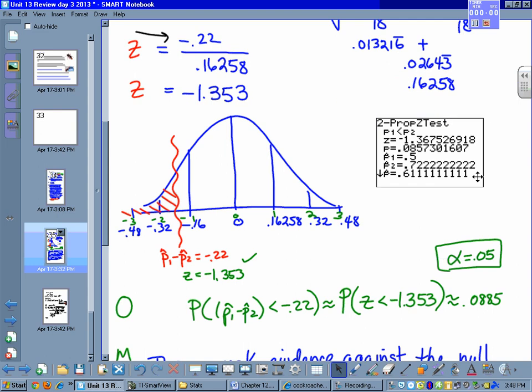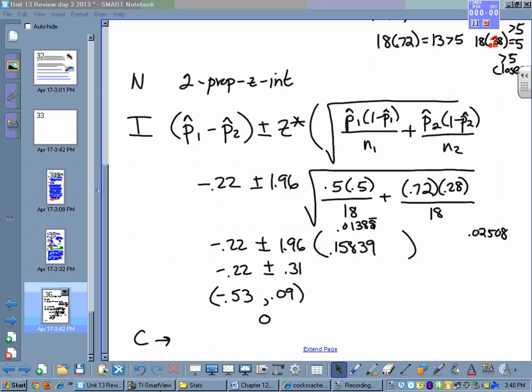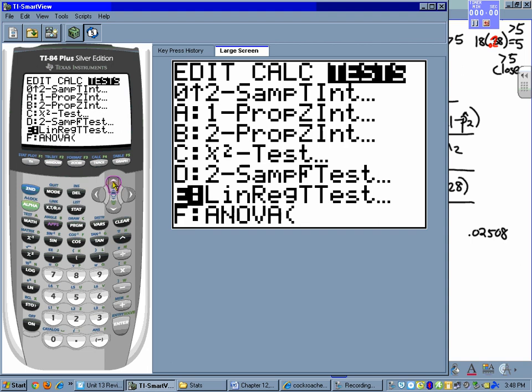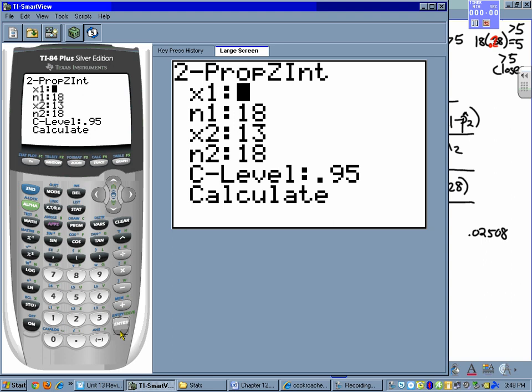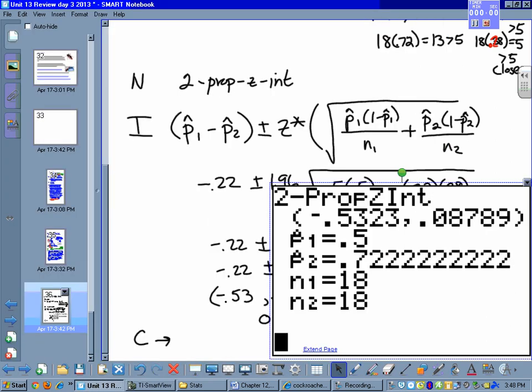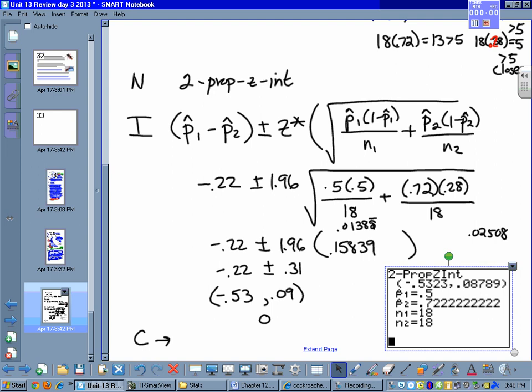And then I will put the screenshot in for the confidence interval. And the really nice thing about the calculator on this is that when I go to my stat test, 2 proportion z interval, which is right here, it's already in for me. I am doing it at the 95% level, and so there's my negative 0.53 to my 0.08. And that is extremely close to what I had. This is negative, or this is 0.087, which does round to 0.09.